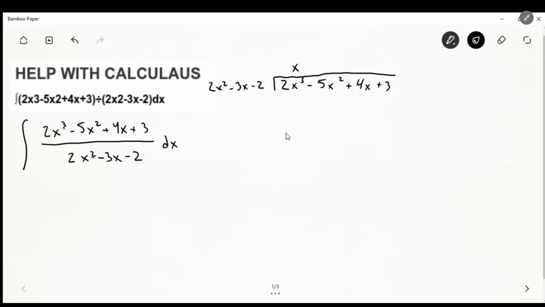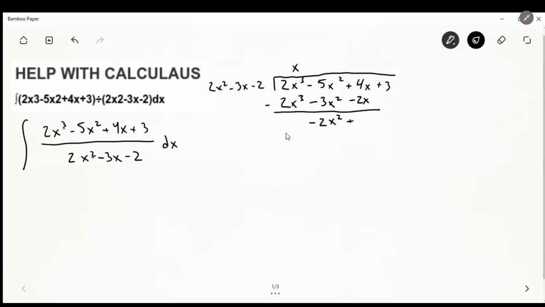So you might have done this before. We're looking at our first term here. How are we going to get 2x cubed? We're going to multiply our divisor by x. Then multiply x by 3x. Then by 2. And we're going to subtract out. Left with 0 here. We're left with minus 2x squared here.